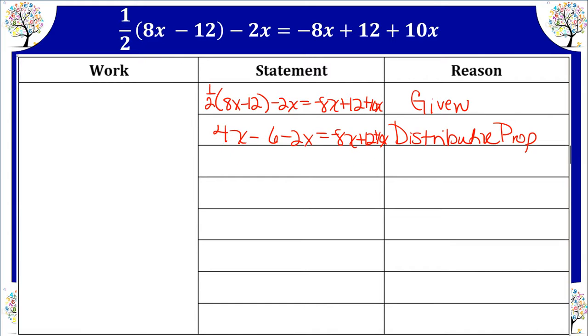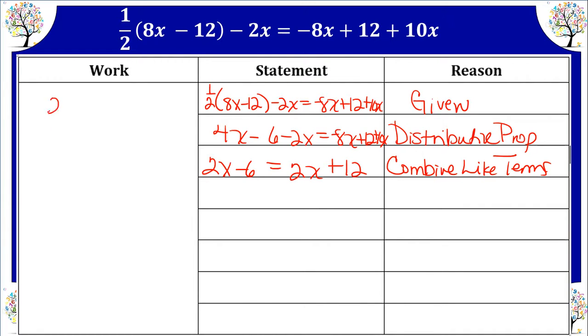Okay, so now we can collect like terms on the left and we can collect like terms on the right. So if you are using the same property, then that's fine. So combine like terms. And when I combine, that's going to give me 2x minus 6 on the left and 2x plus 12 on the right.